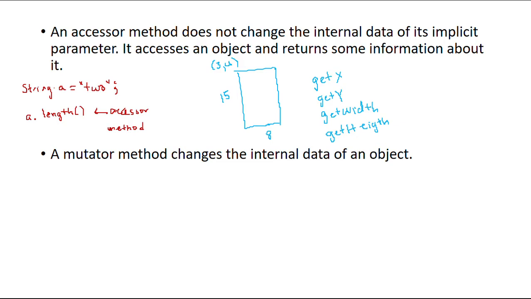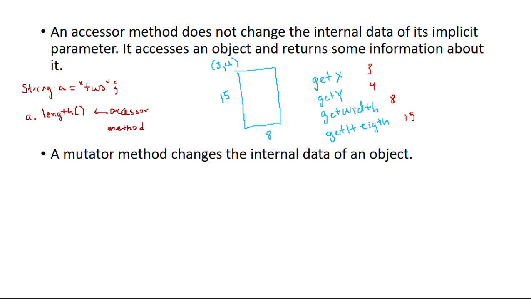So if I decided to get the x, I'm going to get a 3. The getY is going to get me a 4. The getWidth is going to get me an 8, and the getHeight is going to get me a 15. Okay, so that is an accessor method.